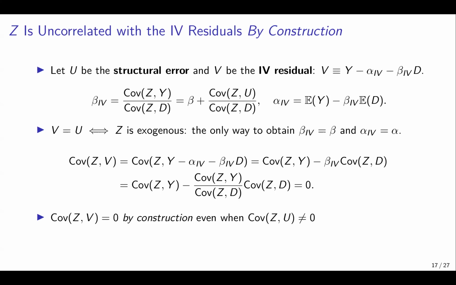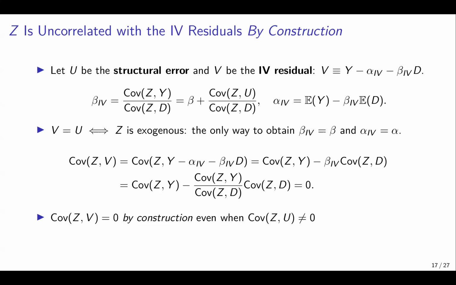And the reason for this is that that was how we constructed the IV estimand. We constructed it by saying, look, this needs to be the thing that makes the residuals uncorrelated with z. And that will hold even if z is not correlated with the structural u. So let me say this another way. If we look at the top of the slide and we take a look at the beta IV and the alpha IV, when are they going to coincide with the truth?